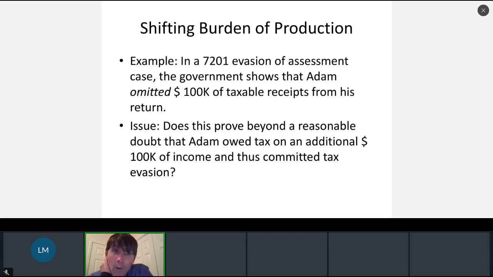The government in this case shows that Adam omitted $100,000 of taxable receipts from his return. The issue is whether the omission of $100,000 of taxable receipts proves beyond a reasonable doubt that Adam owed tax on an additional $100,000 of income and thus committed tax evasion. Let's just state the obvious here that when we're talking about $100,000 or a certain predetermined fixed value of receipts, that's not the same as what the tax liability is. So the tax liability on $100,000 of taxable receipts will, of course, be less than $100,000. It depends, of course, on what tax bracket our friend Adam is in. But nonetheless, we're dealing with Adam, and he omitted $100,000 of taxable receipts, and we want to know if that proves reasonable doubt that Adam owed tax on an additional $100,000 of income and thus committed tax evasion.